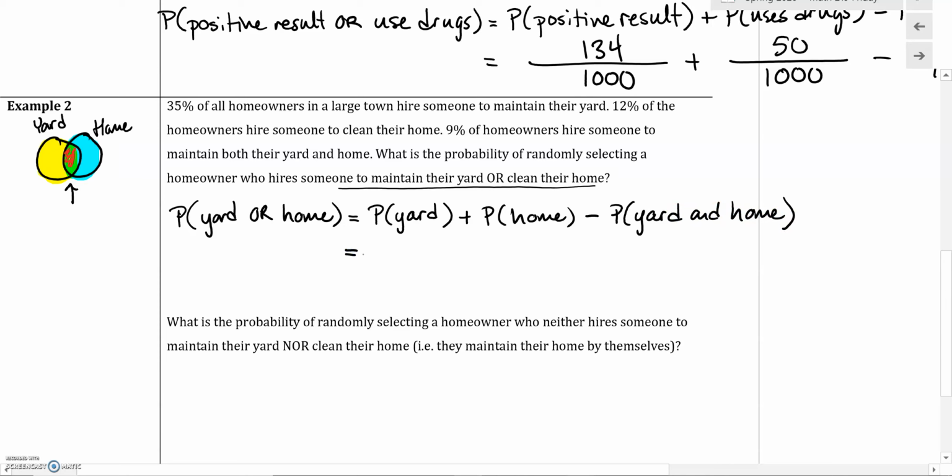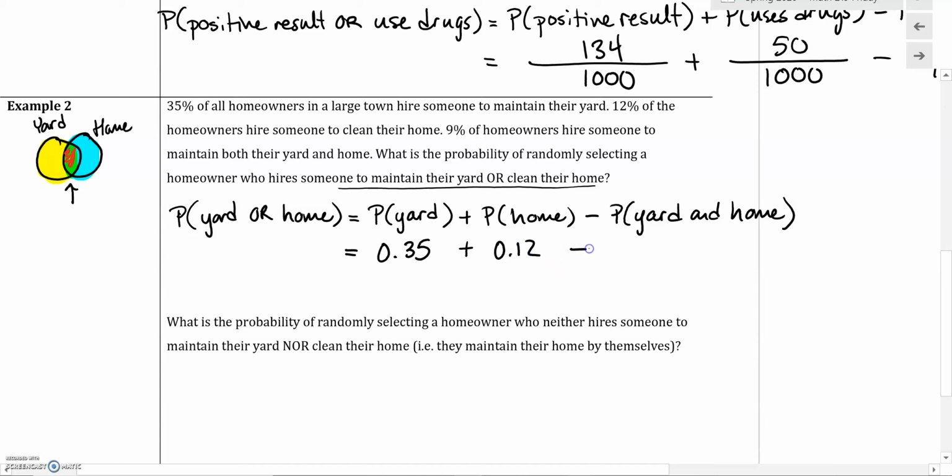Once this rule is written, I'm basically home free because they gave me all these probabilities. What's the probability that someone hires someone to maintain their yard? Here it says 35% of all homeowners hire someone to maintain their yard. So this is 35% or 0.35. What's the probability that a homeowner hires someone to maintain their home? It says 12% of the homeowners hire someone to clean their home. So it's 12% or 0.12.